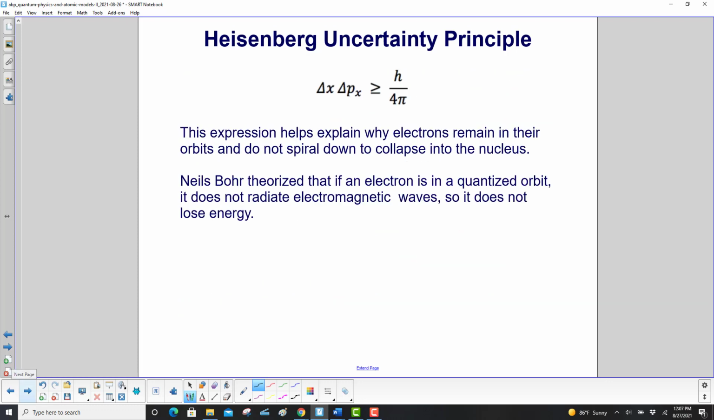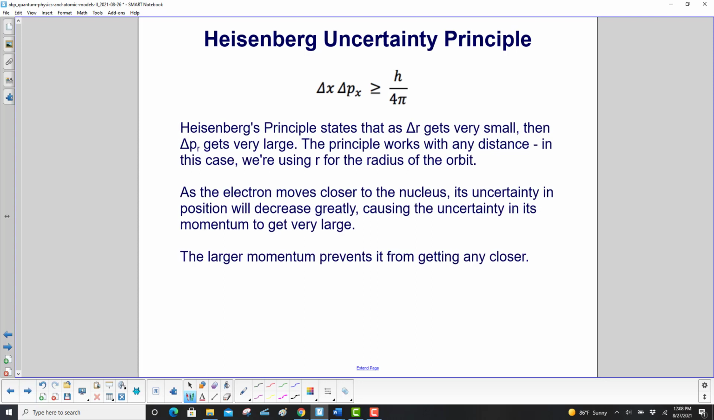This expression helps explain why electrons remain in their orbits and do not spiral down to collapse into the nucleus. Niels Bohr theorized that if an electron is in a quantized orbit, it does not radiate electromagnetic waves, so it does not lose energy. Heisenberg's principle states that as delta r gets very small, then delta pr gets very large.